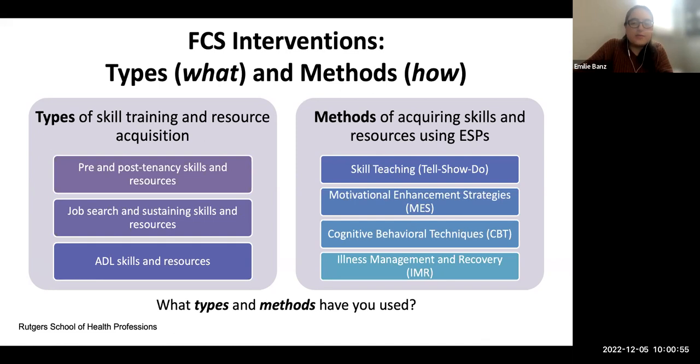What about cognitive behavioral techniques? Does anybody here use any cognitive behavioral techniques? So I'm getting some no's and some yeses. Okay. And then what about illness management and recovery? Anybody here using any illness management and recovery? Unsure. Okay, then that's okay.